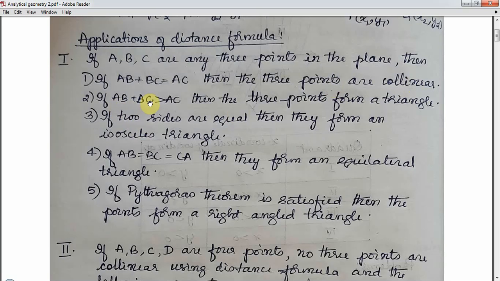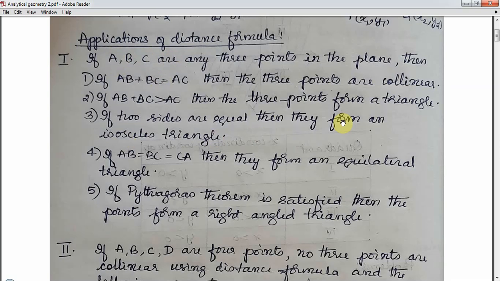If AB plus BC is greater than AC, then the 3 points form a triangle. If they are equal, then they are on the same line. If they are not equal, if A to B plus B to C is greater than A to C, then the 3 points form a triangle. Basically, we are measuring the distance between the 3 points in the form AB, BC and AC. These three distances we will be measuring.